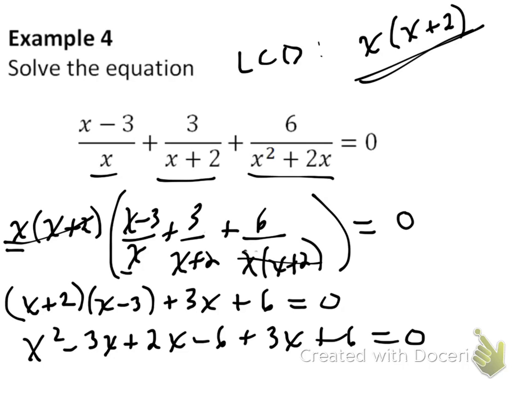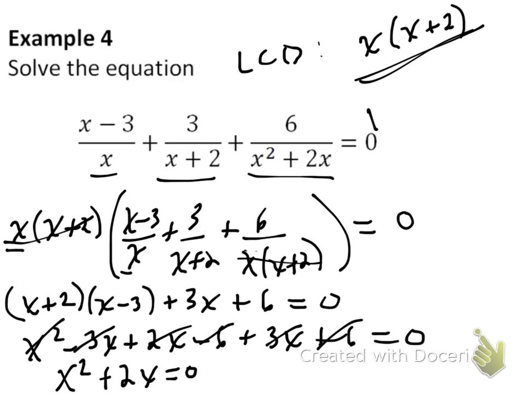So now what's left is just to combine like terms. So where can I put this? Let's try and squeeze it in down here. So I have x squared, and I have a negative 3x plus 2x, so that's a negative x, plus 3x, so plus 2x. So this is gone, gone, gone, and gone. A negative 6 plus 6, well, those are goners too. Alright, so I have x squared plus 2x equaling 0.